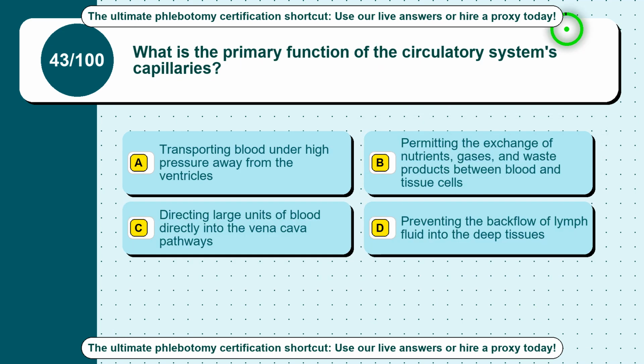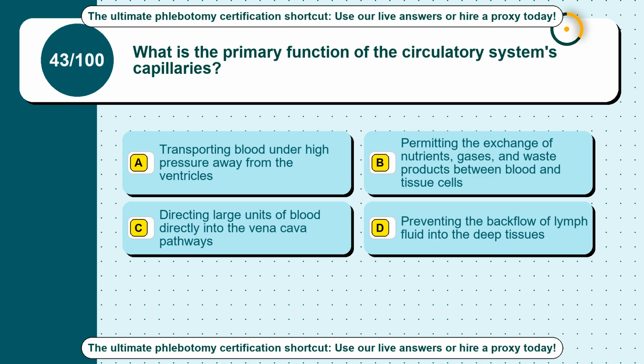Question 43. What is the primary function of the circulatory system's capillaries? Option A, transporting blood under high pressure away from the ventricles. Option B, permitting the exchange of nutrients, gases, and waste products between blood and tissue cells.